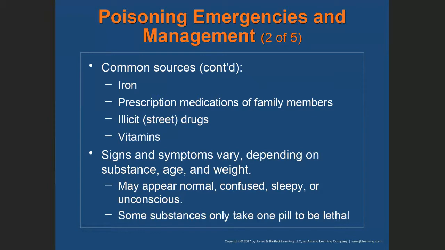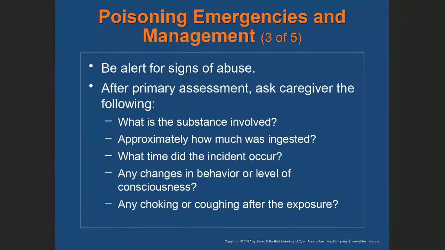Signs and symptoms vary depending on the substance, age, and weight of the patient. They may appear normal, confused, sleepy, or unconscious. Some substances only take one pill to be lethal. Be alert for signs of abuse. After primary assessment, ask the caregiver the following. What is the substance involved? Can they tell you how much was ingested? At what time was it ingested? When did they start to realize that there was a difference in how they were behaving, or a change in their level of consciousness? Any choking or coughing after the exposure?